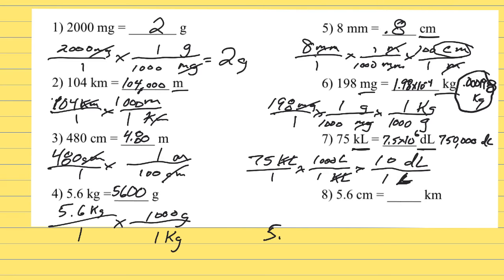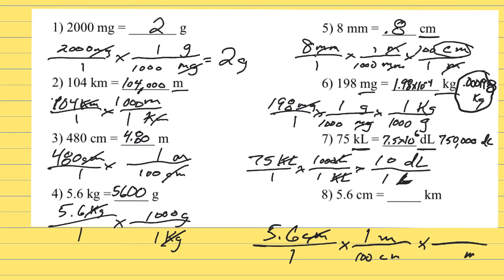5.6 centimeters. We'll take centimeters to meters. 100 centimeters. You know what? I haven't been crossing out my units because I'm trying to go fast. Sorry about that. And 1 meter. And now I've got to get rid of meter and get that to kilometer. So it's 5.6 divided by 100, multiplied by 1,000. I might have said multiply for the first one, it should have been divided by that number.